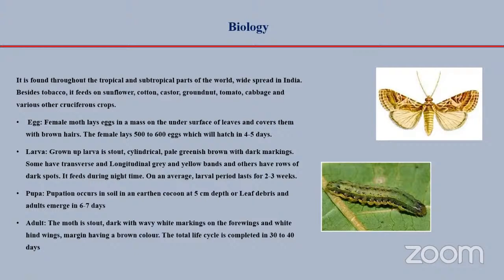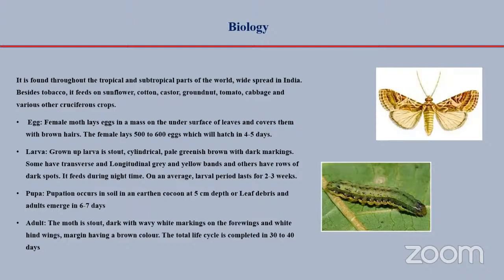And the grown-up larva will be very stout and cylindrical. And their body will be pale greenish in color. And you can also see many dark markings on their body. In some populations they will have transverse and longitudinal gray and yellow bands, whereas others will have rows of dark spots on the upper side of their body.